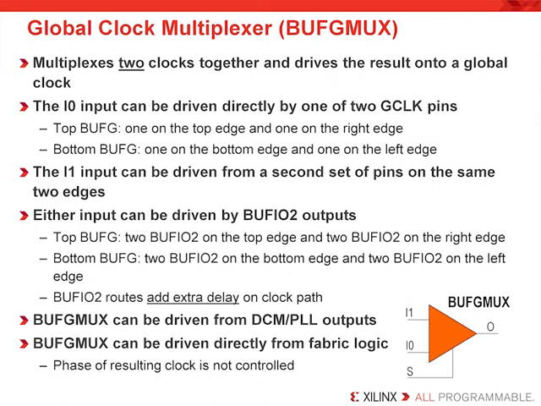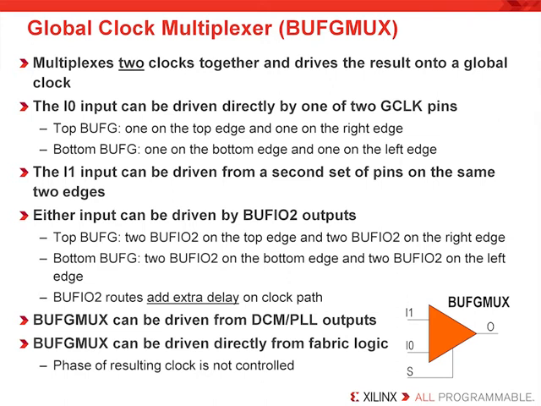The BUFIO2 routes add extra delay onto the clock path. The BUFGMUX can be driven from a DCM or PLL output as well, and it can be driven directly from the fabric logic if so desired, but the phase of the resulting clock is not controlled. So again, note the BUFIO2 will add extra delay on the clock path when it is used in this fashion. The BUFGMUX can also be driven from the DCM or PLL outputs or from the FPGA fabric, but note if you're deriving a clock from the fabric, its phase is not controlled.